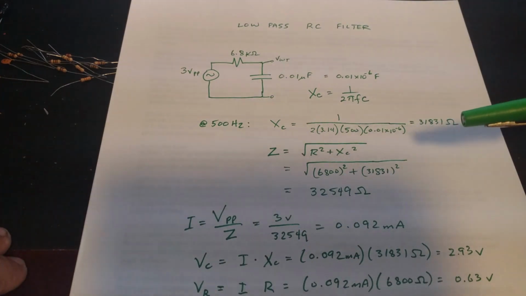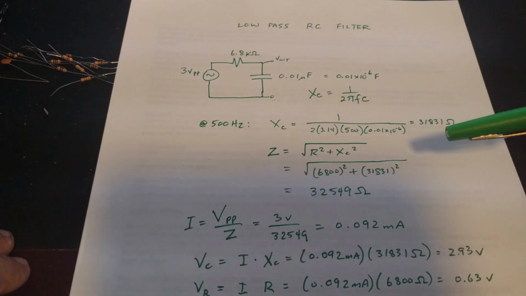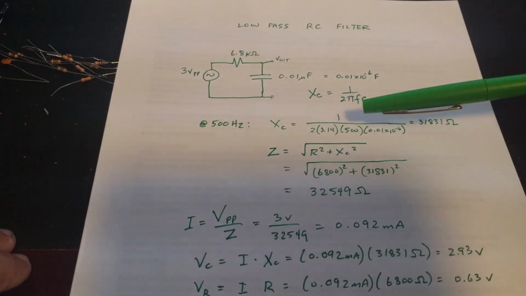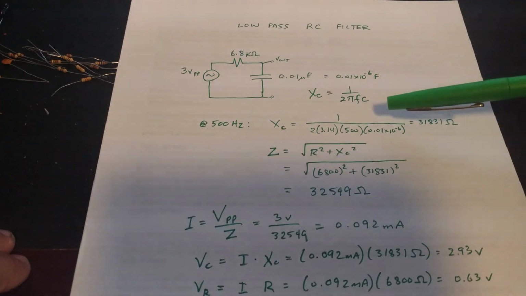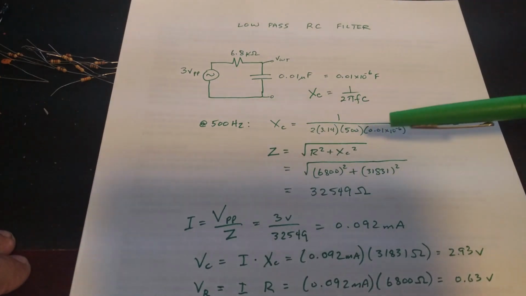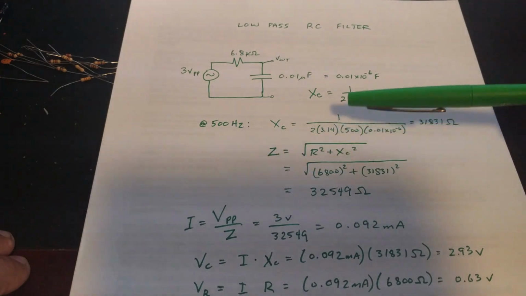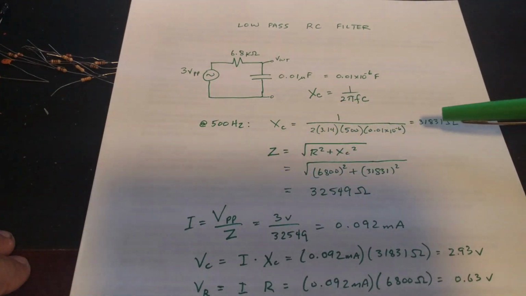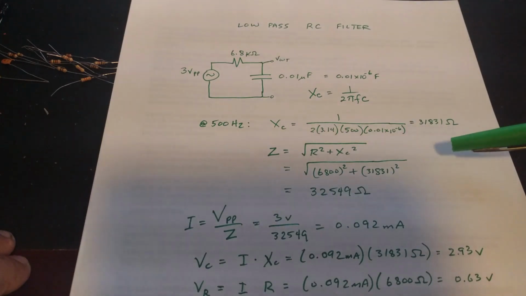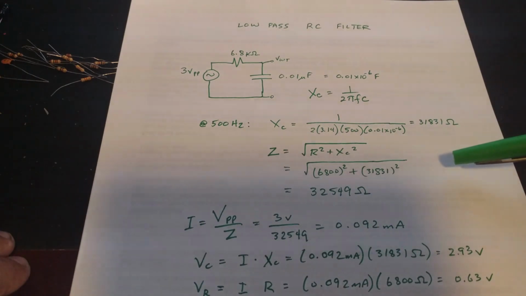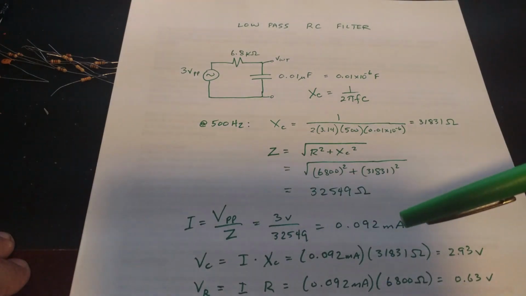So let's do some calculations to understand what's going on. The reactance for the capacitor we know is 1 over 2 pi FC, where F is the frequency and C is the capacitance. So let's take an instance at 500 Hertz. If we plug into this equation and make the calculations, we get 31,831 ohms.